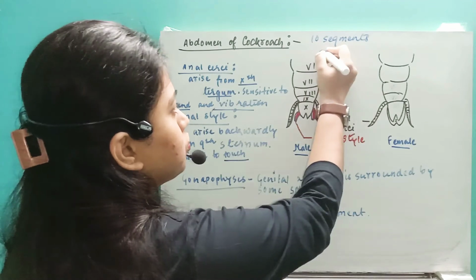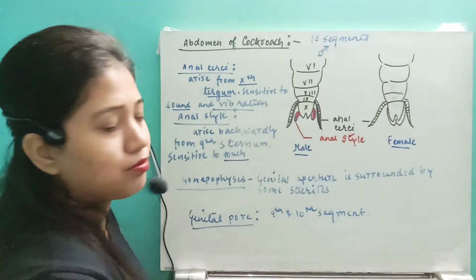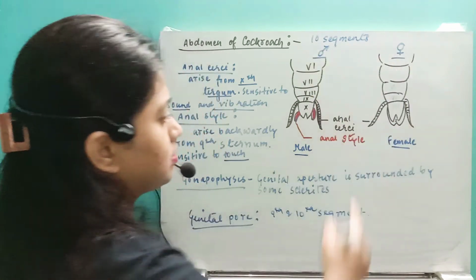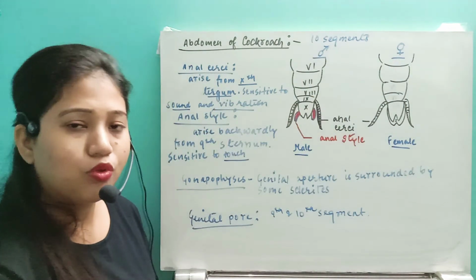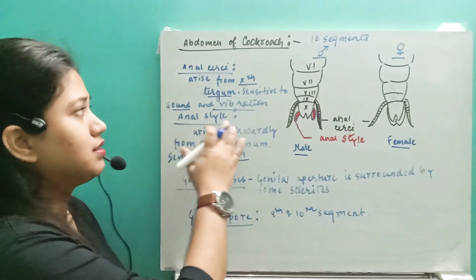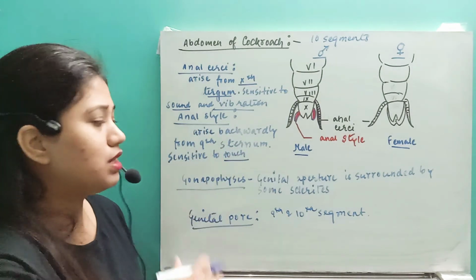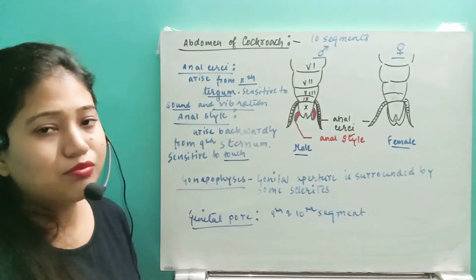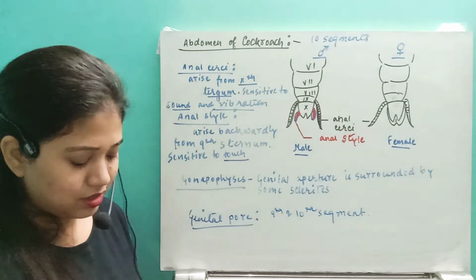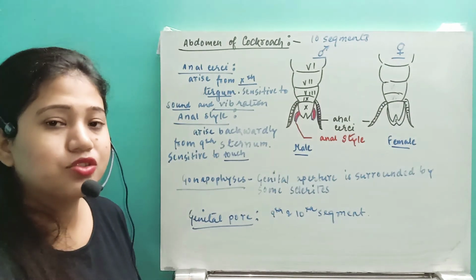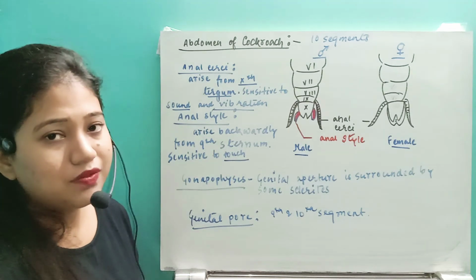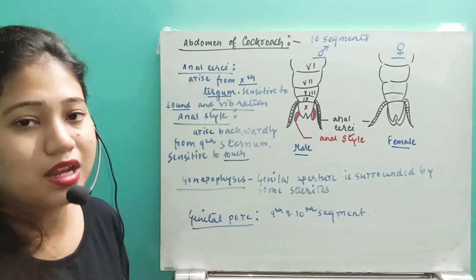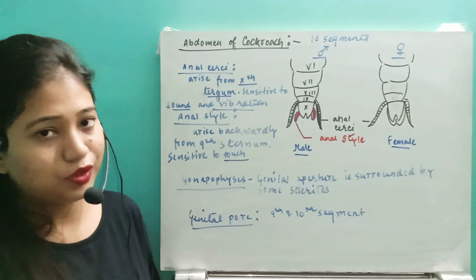The male we can designate with the male symbol, and the female with this symbol. Both male and female have the anal cerci, while only the males have the anal style. This is an important point. Second point, the anal cerci arise from the 10th tergum, that is, dorsally. But the anal style arises from the 9th sternum, that means from the ventral side.